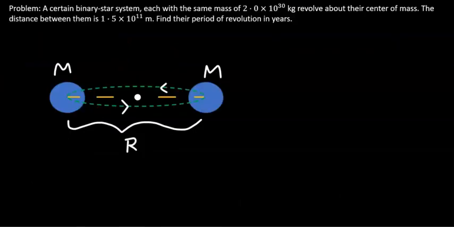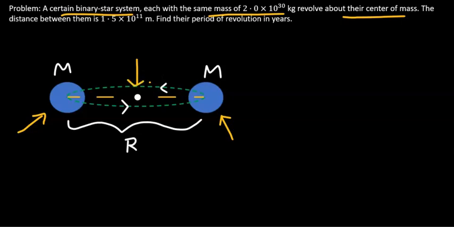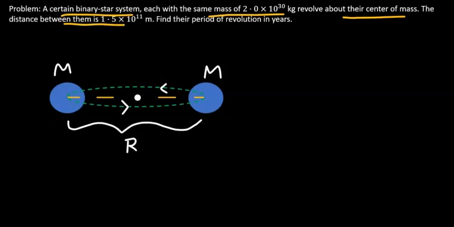Problem 2. A certain binary star system, binary means you have a couple of stars, star 1 and star 2, each with the same mass of 2 times 10 to the power 30 kg, revolve about their center of mass. So the center of mass is that dot right there. The distance between them is 1.5 times 10 to the power 11 meters. So that is the value of r, the center to center distance between the two stars. Find the period of revolution in years. So these two stars should have the same period. So let's concentrate on just one of them and see what the free body diagram tells us.